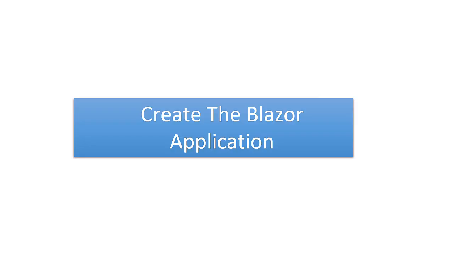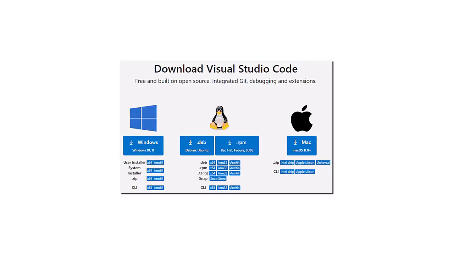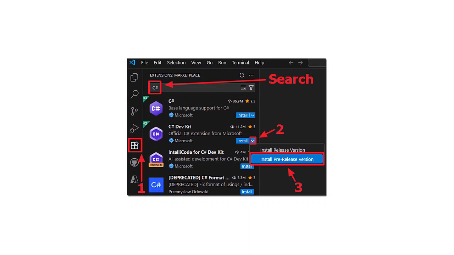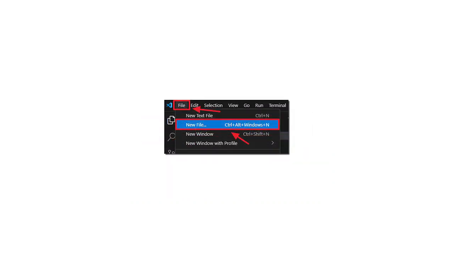We're going to first create the Blazor application. We're going to use Visual Studio Code. We're going to download Visual Studio Code. We'll click on the icon. We'll then click the Extensions button and we'll search for C#. We'll locate the C# dev kit and we'll install it. In this case, we're going to install the pre-release version.